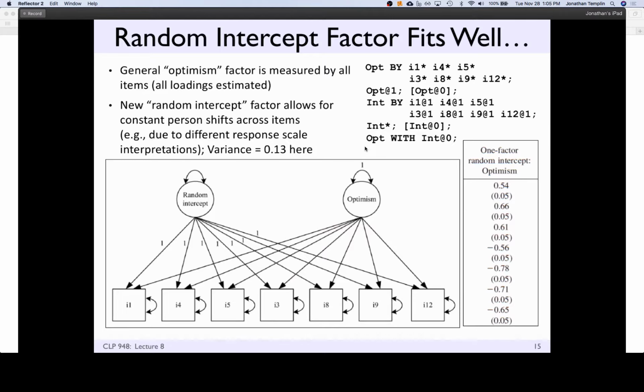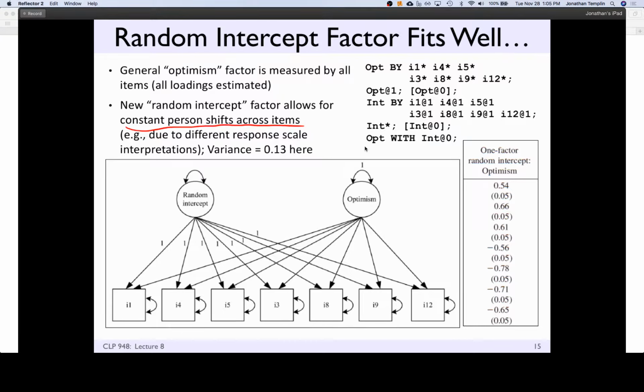It was supposed to allow for constant person shifts across items. So maybe you look at the response scale and people interpret category 4 differently, but within a person it's consistent, but across people it might be different. Right? So what would you do with that?